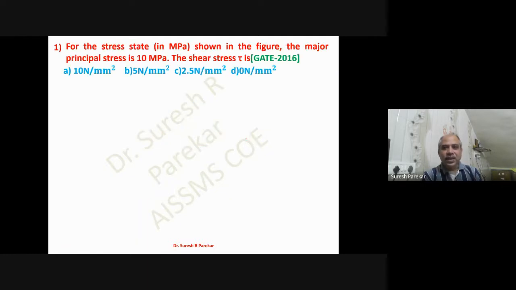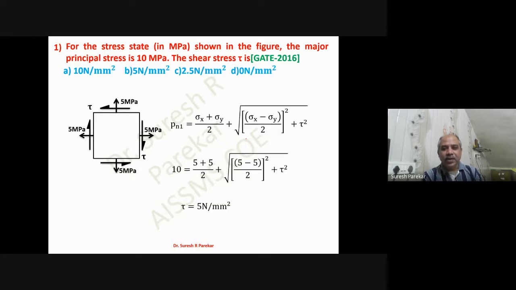For the stress, so these are for 2 marks. For the stress state shown in the figure, the major principal stress is 10 MPa. So we have this given. The shear stress tau is... So we have to simply use the formula. By using the formula, Pn1, the maximum value, is given as 10. So we have to put Pn1 as 10, and from which I will get tau equal to 5 Newton per mm square.